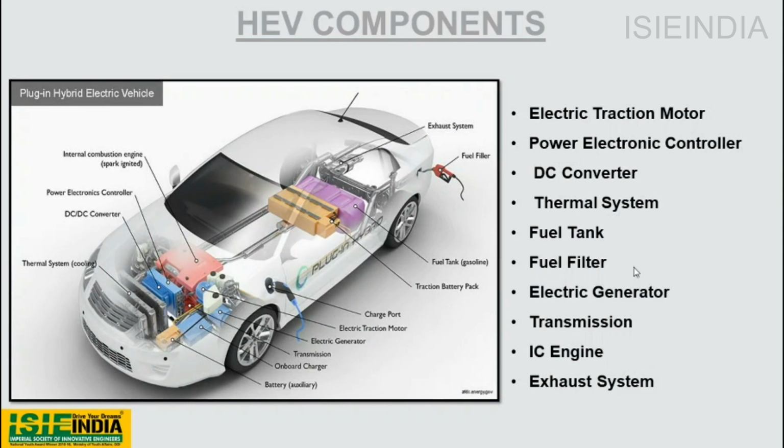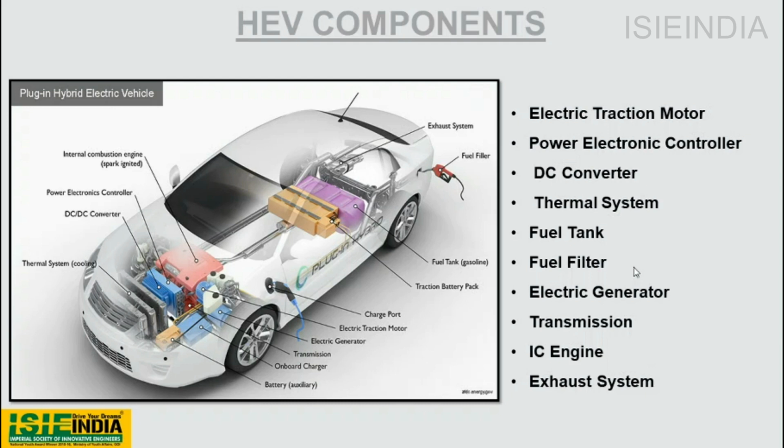Now coming over to the next topic, that is hybrid electric vehicle components. Here almost all the components are the same as those in an electric vehicle. First, the electric traction motor. It is responsible for generating power or providing enough traction for our vehicle to move further. Then the power electronics controller, which is used for governing all the electronics present in our vehicle. DC converter, which is responsible for providing necessary DC current to all the electrical components present in our vehicle. Thermal system, which is required for providing an optimum temperature for all the components in our vehicle to function properly.